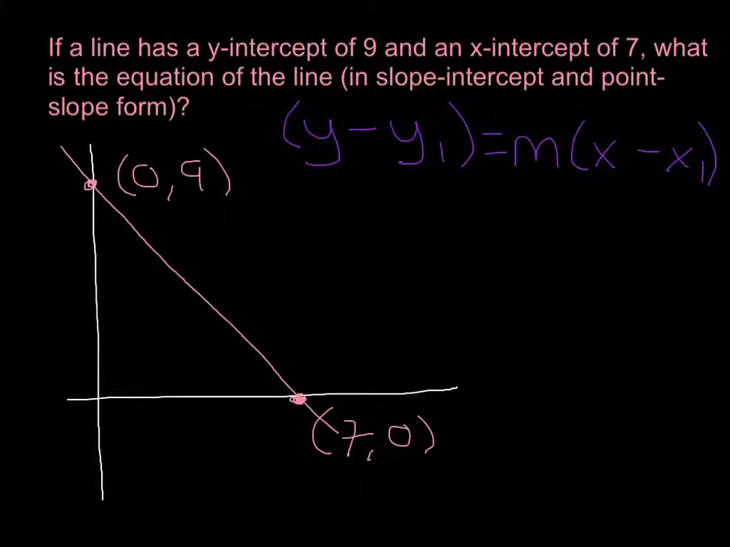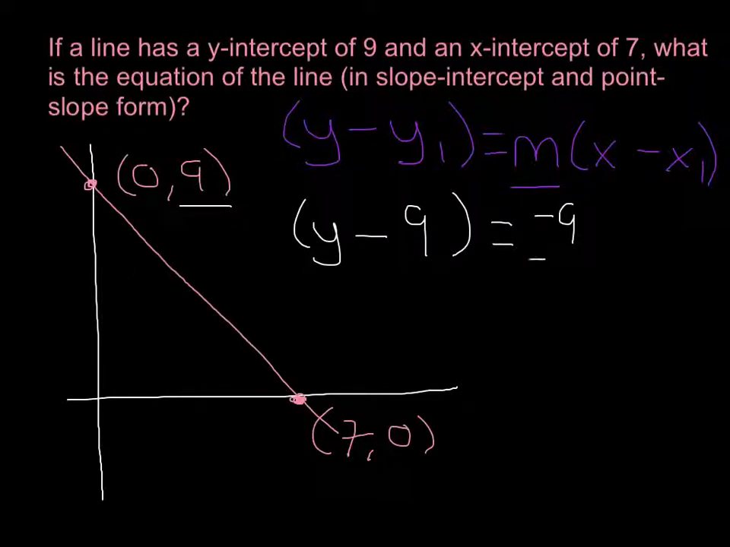So now we have to find the equation in point-slope form, and our point-slope form is y minus y1 equals the slope m times x minus x1. And so this will be pretty easy to do, since we see here that our y is 9, our slope is negative 9 over 7, and our x is 7. And that's our point-slope form.